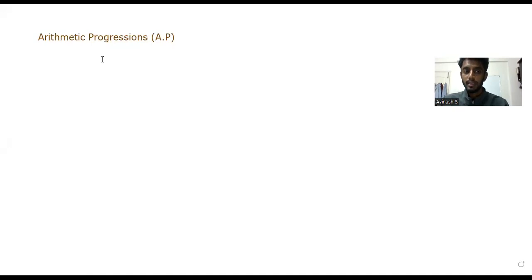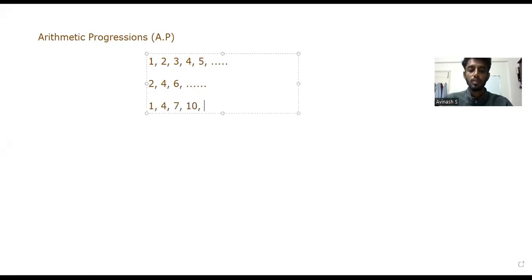What do I mean by that? For example, let me write a few APs on the screen. So this is one AP and this is one AP. This is also one AP. So we have a few arithmetic progressions written on the board. Now each of them is called an arithmetic progression because all of them have a first term.